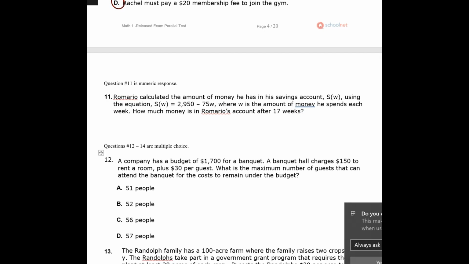All right, number 11, Romero calculated the amount of money he has in his savings account using the equation, where W is the amount of money he spends each week. How much money is in Romero's account after 17 weeks?